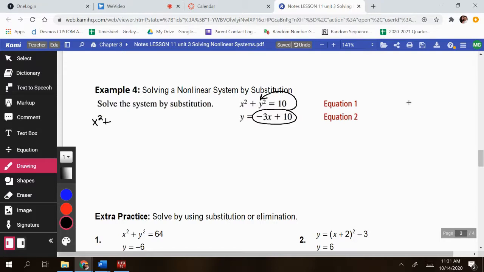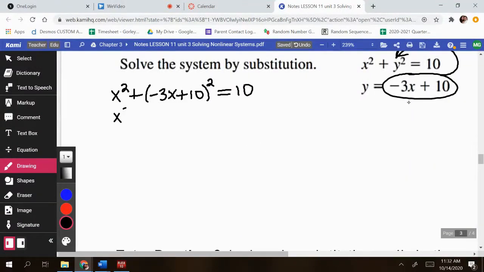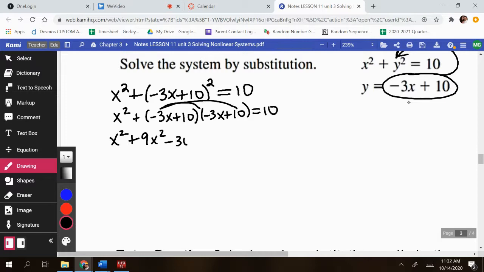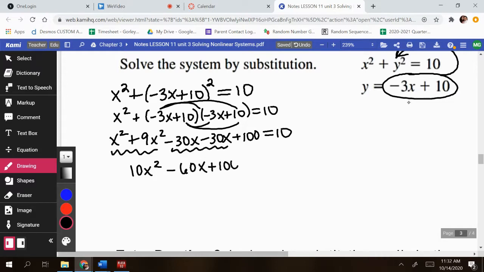That's going to give us x squared plus y, negative 3x plus 10 squared equals 10. Okay, and this is going to be something that we're going to have to expand out. Right, this is really going to be x squared plus negative 3x plus 10 times negative 3x plus 10 equals 10. Let's FOIL. This will be 9x squared minus 30x minus 30x plus 100 equals 10. Combine like terms. We've got 10x squared minus 60x plus 100 equals 10.